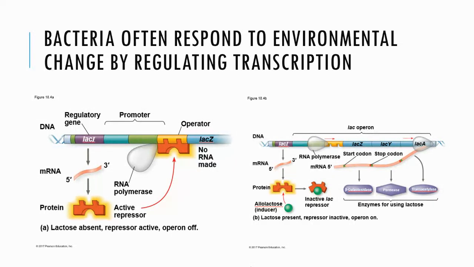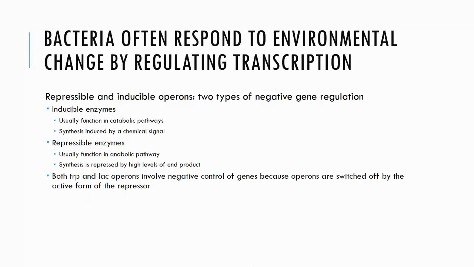When lactose is absent, the repressor is active and the operon is off. And when lactose is present, the repressor is inactive and the operon is on, because the cell is not going to waste its time making things that break down lactose if there's not going to be any around.